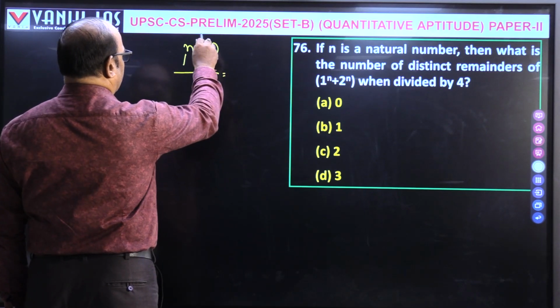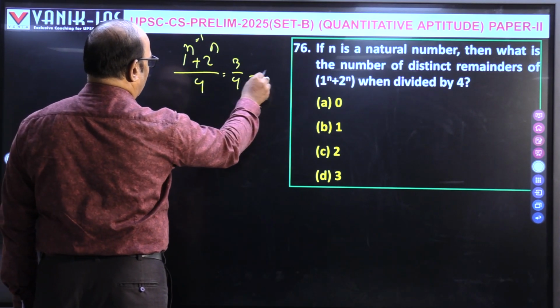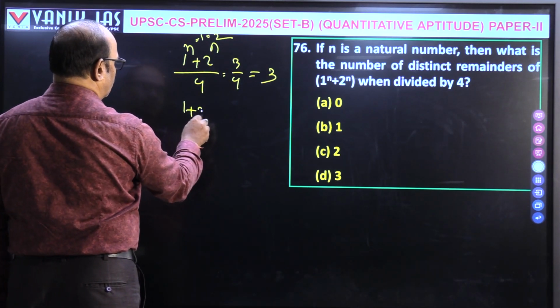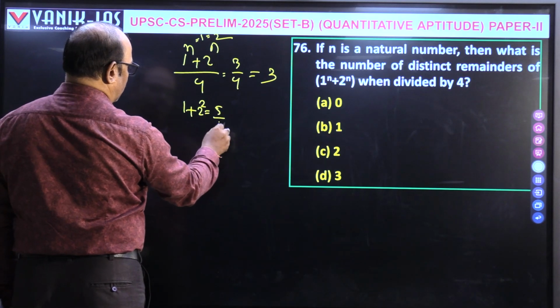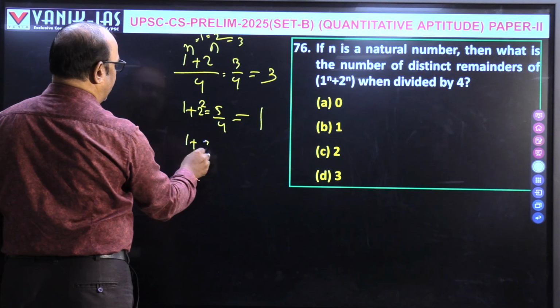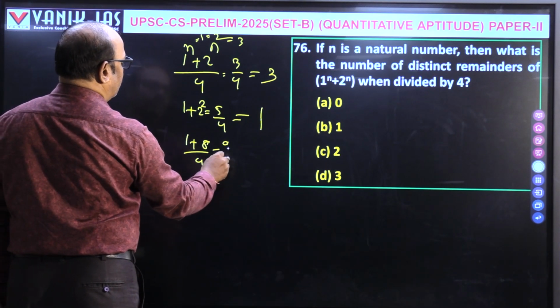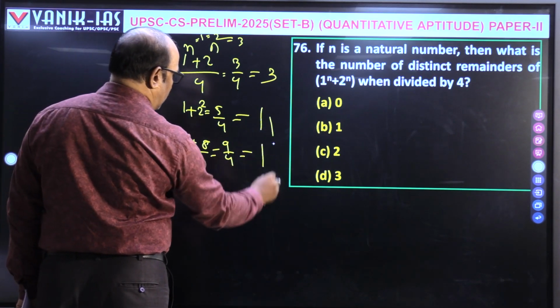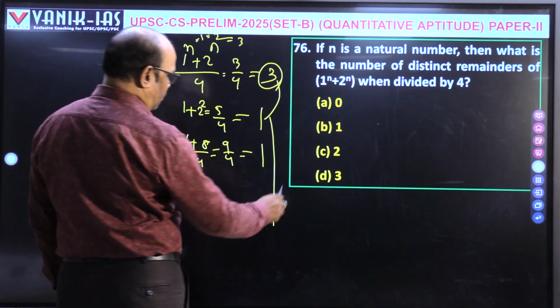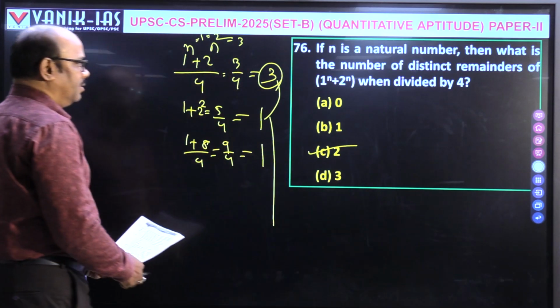Take n is 1, so 3 by 4, remainder will be 3. Take n equal to 2, so 1 plus 2 square, that means 5 by 4, so the remainder will be 1. Take n equal to 3, 1 plus 8, 9 by 4, remainder 1. In every case 1 will be there, only 3 is separate. The answer is coming 2 remainders, 1 and 3. The option is the second option, C.